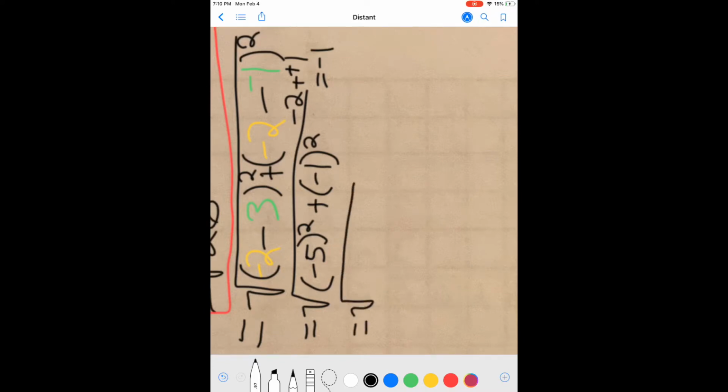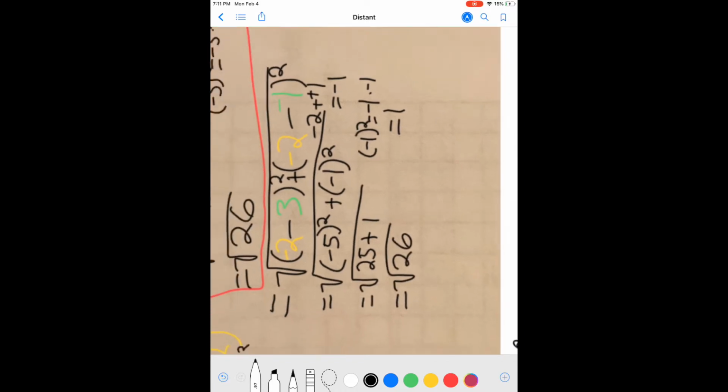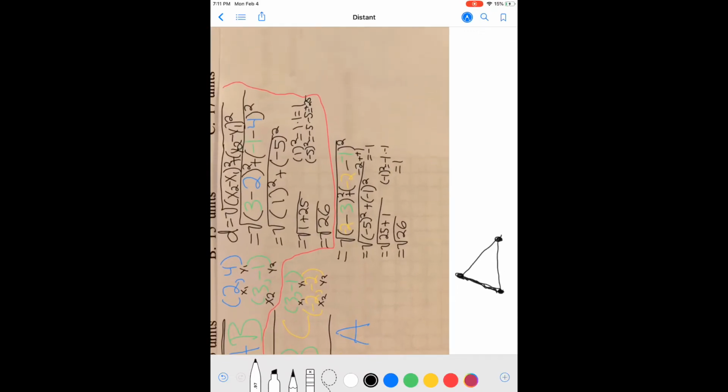Then we need to deal with our squares. So -5 squared, we've already looked at, is 25, plus, now our negative 1 squared is the same as negative 1 times negative 1. So negative times a negative is a positive, and 1 times 1 is 1. So the square root of 26 is our BC.